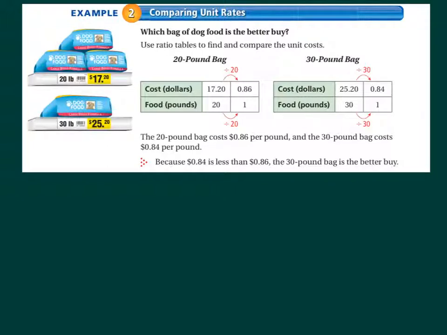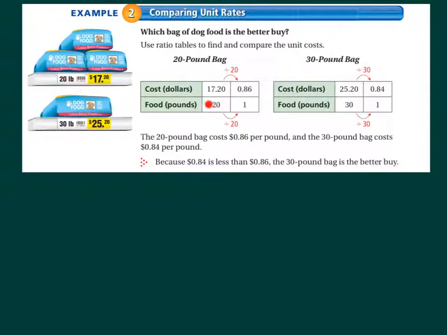In this example, it says which bag of dog food is the better buy, so here's where we want to work it down and get our denominator to 1 because you're finding the cost per pound of dog food. If you see here, it says $17.20 for 20 pounds, $25.20 for 30 pounds. You're going to get both of those down to 1. So what you're going to do is divide by the pounds.